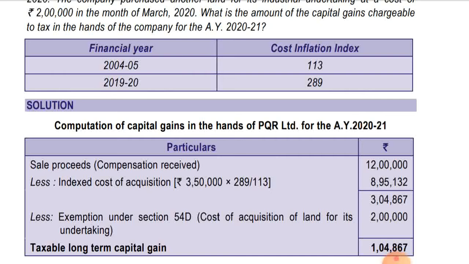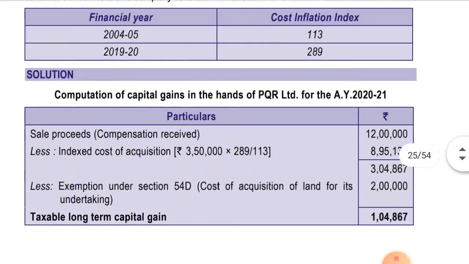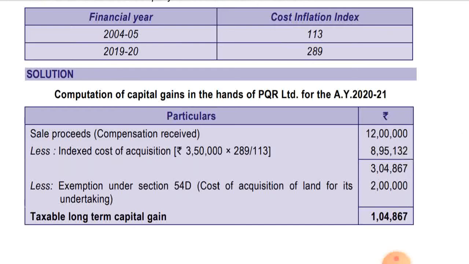So after deducting the index cost of acquisition, the gain arising is 3,04,867. So exemption under section 54D is 2 lakh, cost of acquisition of the land for its undertaking, 2 lakh. After deducting 2 lakh exemption, the taxable long-term capital gain is 1,04,867. Okay.